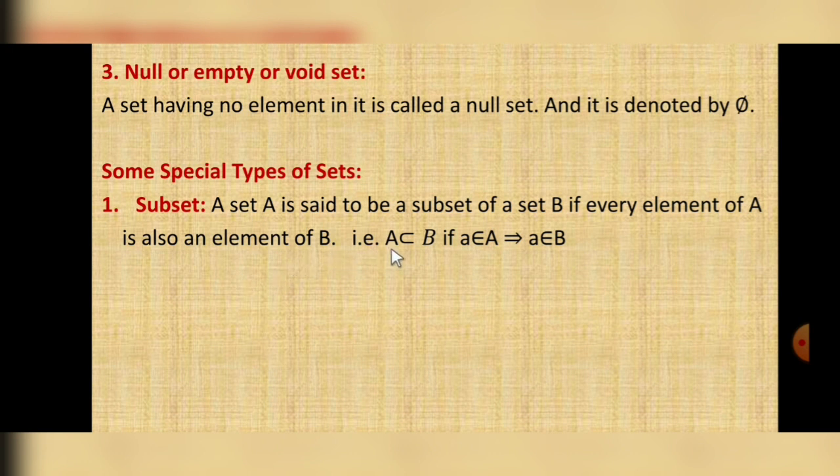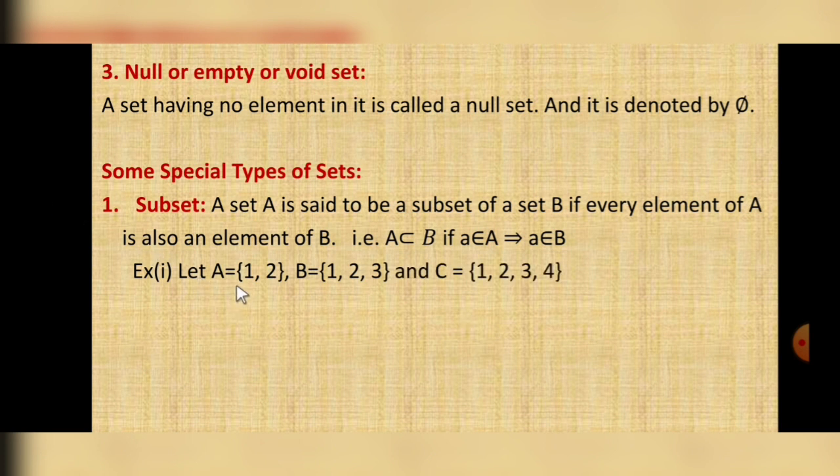So that is A is a subset of B. If every element of A belongs to B, then we call A a subset of B. For example, let A equal to {1, 2}, set B equal to {1, 2, 3}, and set C equal to {1, 2, 3, 4}.